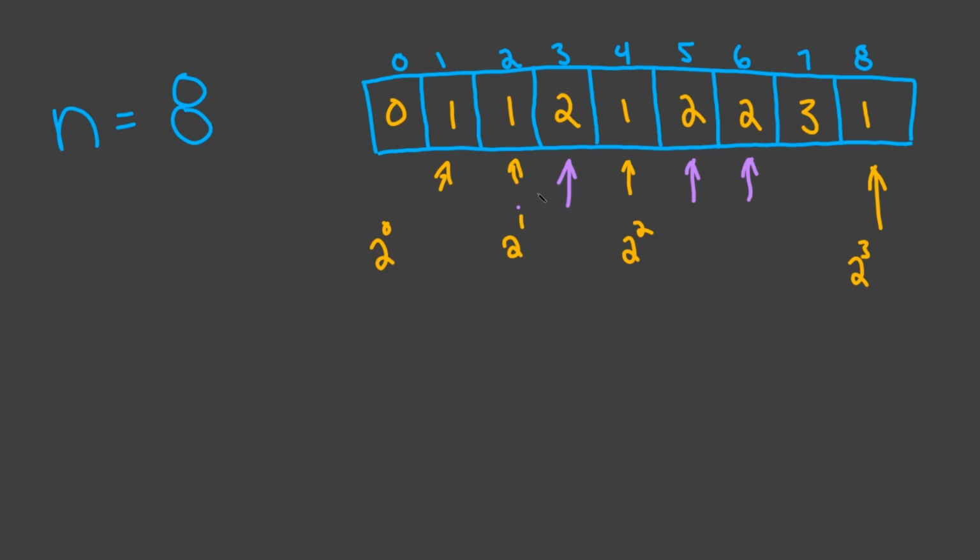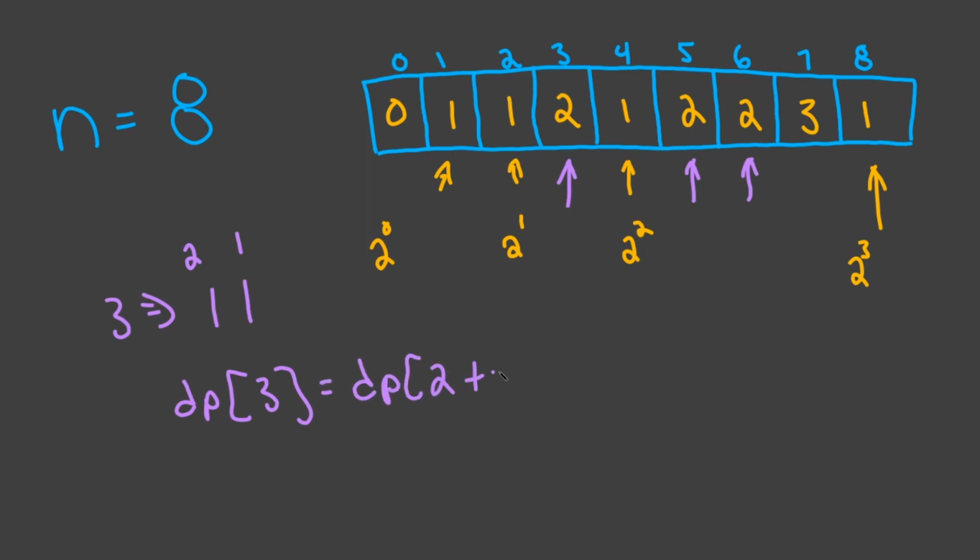Well, let's take 3. We know that 3 is made up of the 2-bit and the 1-bit in binary. So this would represent the 2 and this represents the 1. And this makes up 3. Okay, so maybe we can say that, let's say this array is called dp, dp of 3 could be equal to dp of 2 plus dp of 1. But what does this really tell us about the rest of the numbers?